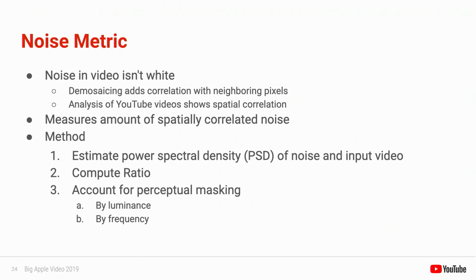This analysis led to the creation of a noise metric designed to measure the amount of spatially correlated noise in a video. Here's a brief explanation of how it works. The first step is to compute power spectral densities of the noise and of the input video, and compute noise features as ratios of those power spectral densities in each frequency channel. The resulting value is then adjusted to account for perceptual effects, which make noise more or less noticeable to the human visual system, depending on the context. For instance, noise is less visible in areas of higher luminance or high texture, whereas it's much more noticeable in dark or flat areas.